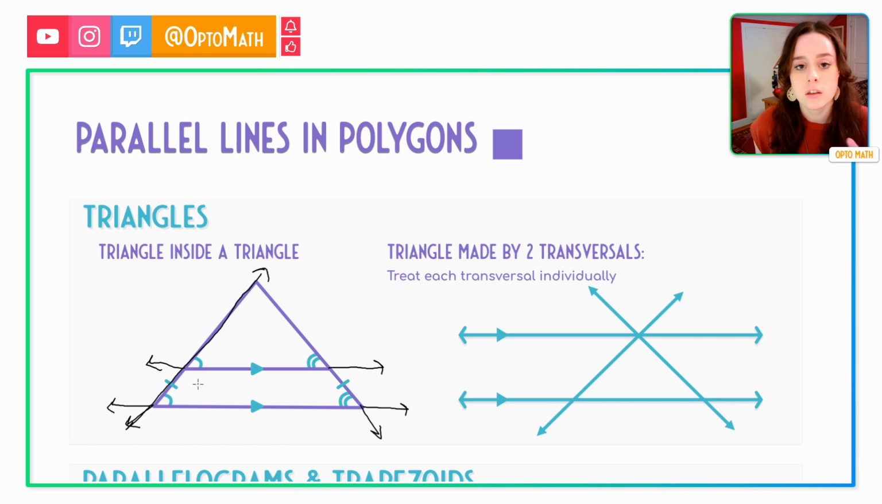So these are not same side supplementary, but these are corresponding. So they're in the same spot, different cluster. So that's what happens for both of these angles.